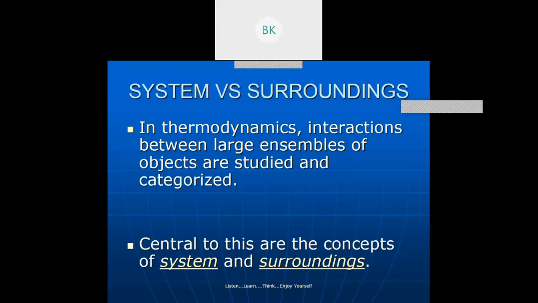Okay, basically I told you that the system is nothing but the area which is under consideration, and the rest is called the surrounding. Now here it is given that in thermodynamics the interaction between large assemblies of objects are studied and categorized. Central to this are the concepts of the system and the surroundings. Actually there are two considerations we have to make. The first thing is the system which is under consideration, and the second thing is your surrounding which is outside the consideration.